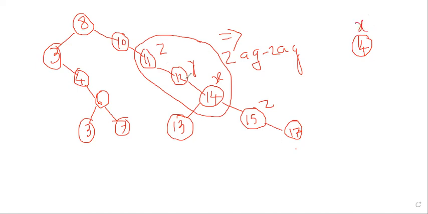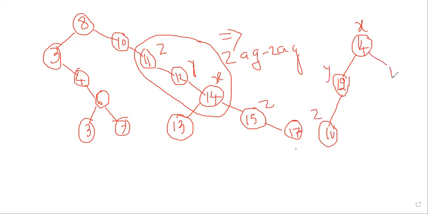So what is y? Y should be on the left side. Yes or no? Yes. Correct? Okay, next. What should z be now? So z becomes the left side of y. So this is y and this is z.